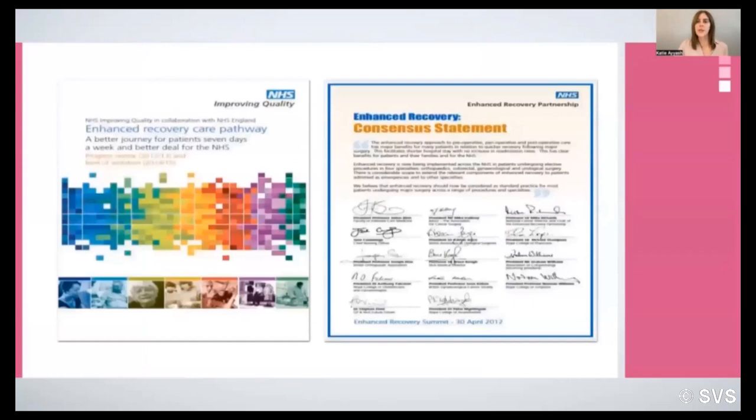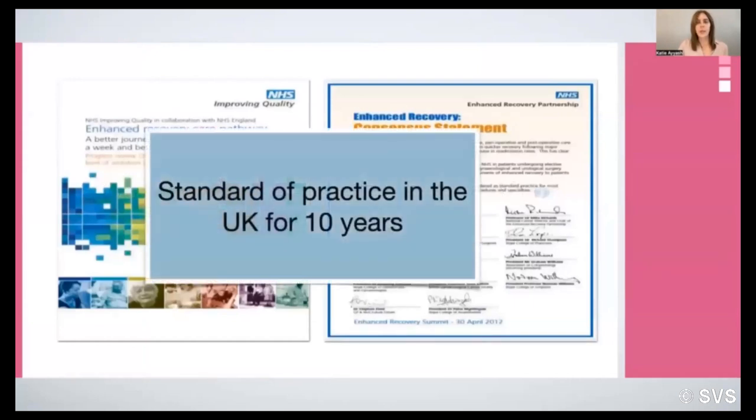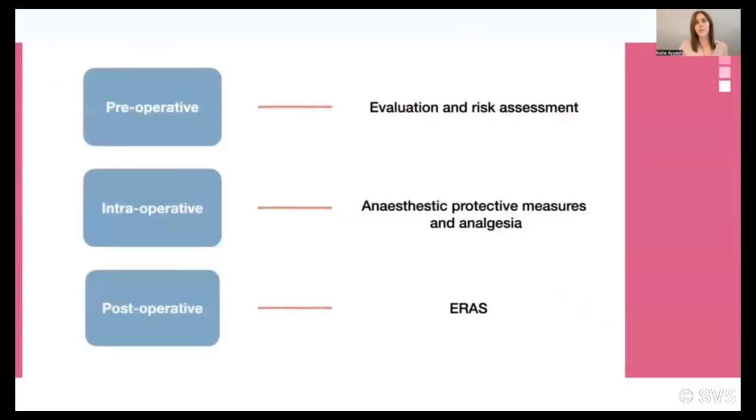So ERAS has been the standard of practice in the UK for over 10 years now. And it's been shown to increase productivity and quality of care as well as patient satisfaction, but it also reduces costs by reducing length of hospital stay and complications. So we've been practicing ERAS in other surgery groups, and there is no reason why an ERAS program cannot be translated in the vascular sphere. There was no national guidance, and hence the reasons for developing these guidelines.